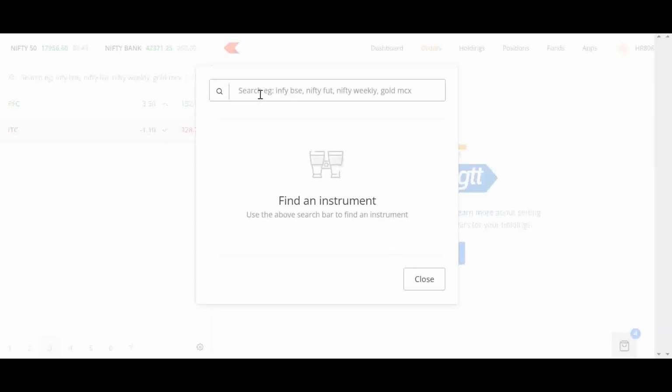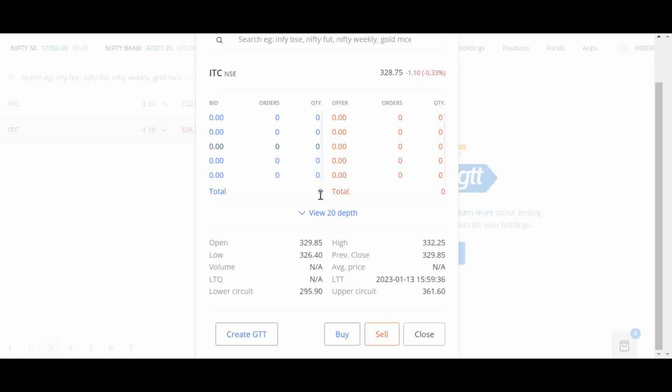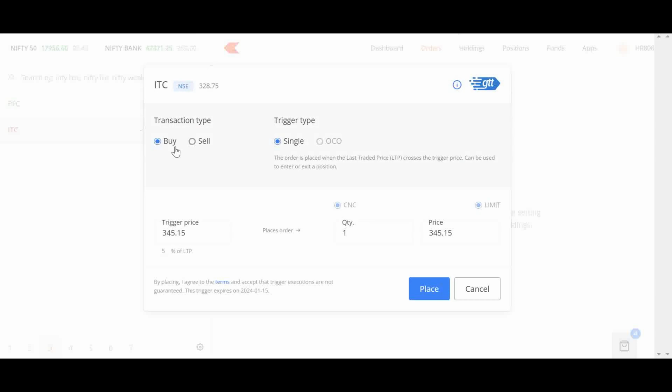Order the instrument which you would like to buy. So ITC, and here click on create GTT. Now what I am thinking is whenever ITC reaches 300, I'm going to buy the stock for 10 quantities. Here the trigger type you have to select is single, so it will get executed only once.